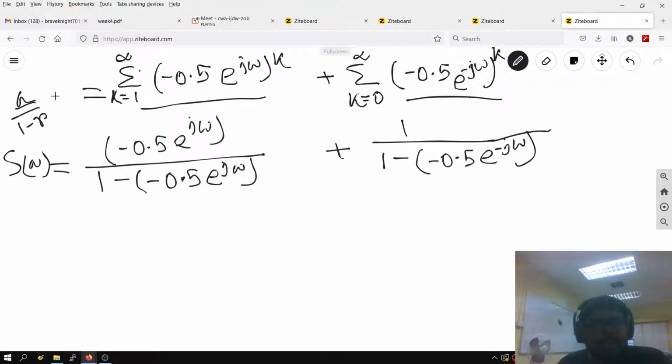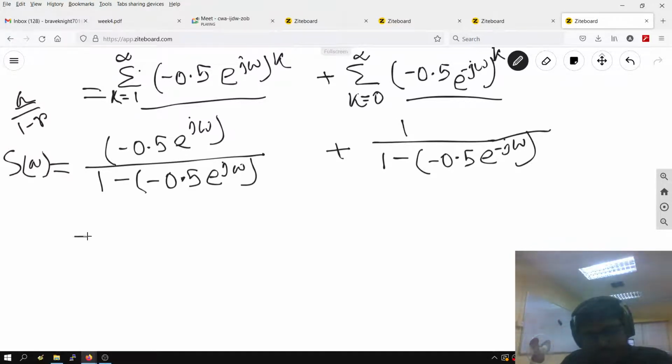So the first term is, for k equal to 1, minus 0.5 e to the power j omega. And here, what is k? K equal to 0, so it will be 1 here. And the rest of the terms are the same, and here the minus sign is not there, because here it is e to the power j omega and here it is e to the power minus j omega.